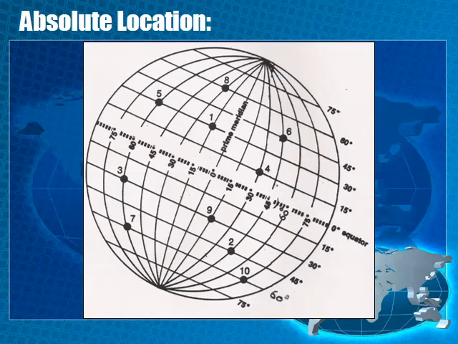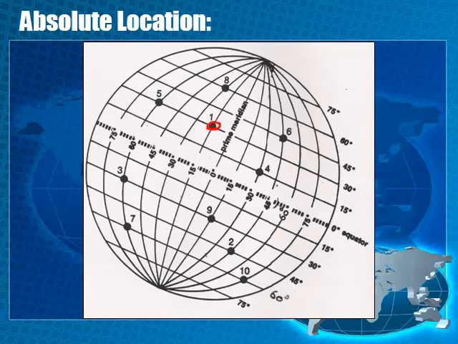All right, so your worksheet looks like this. You have 10 points for which you have to find the absolute location. Remember, we said absolute location, you have to use both latitude and longitude. So I'm going to do the first one with you. Point number 1 is here.